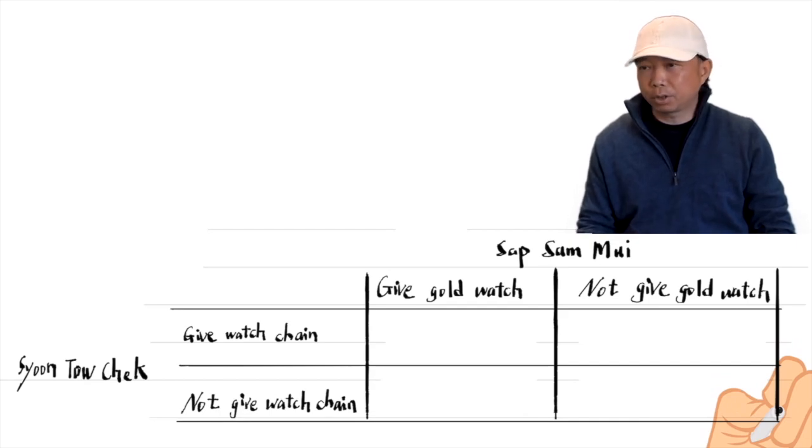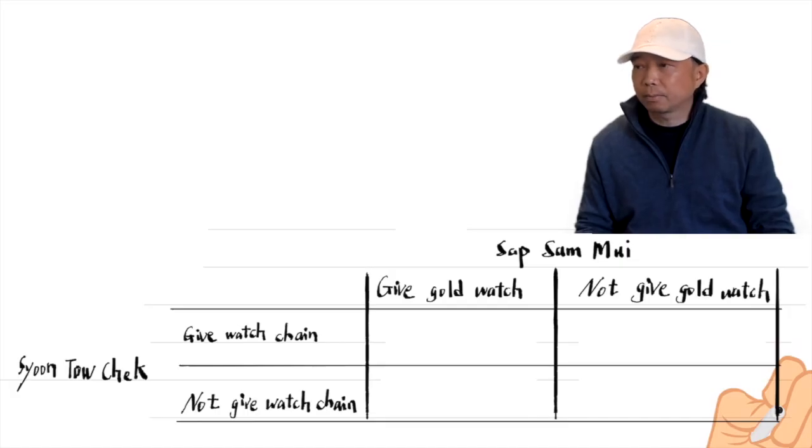The male character is called 船頭尺 and the female character is called 13枚. Suppose 船頭尺 has two choices: to give the watch chain or not. Suppose 13枚 also has two choices: to give the gold watch or not. We can write down the payoffs for each case.